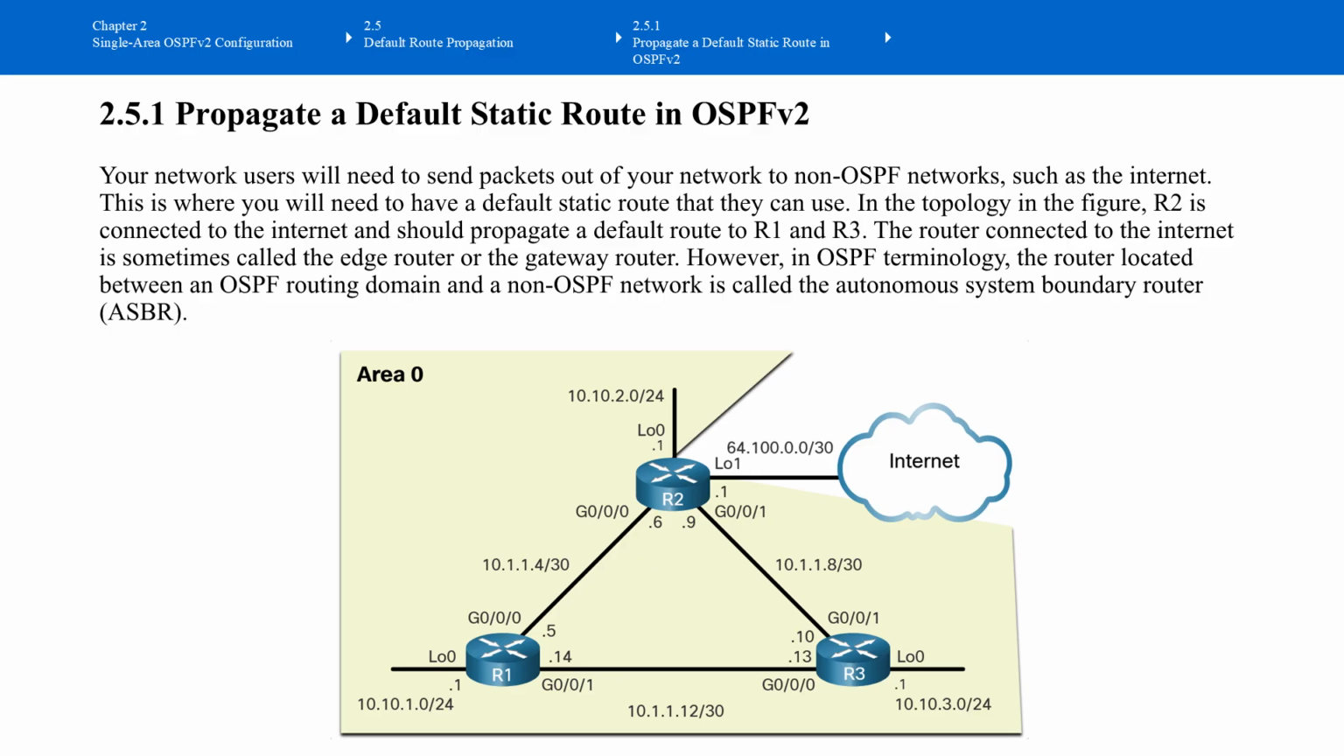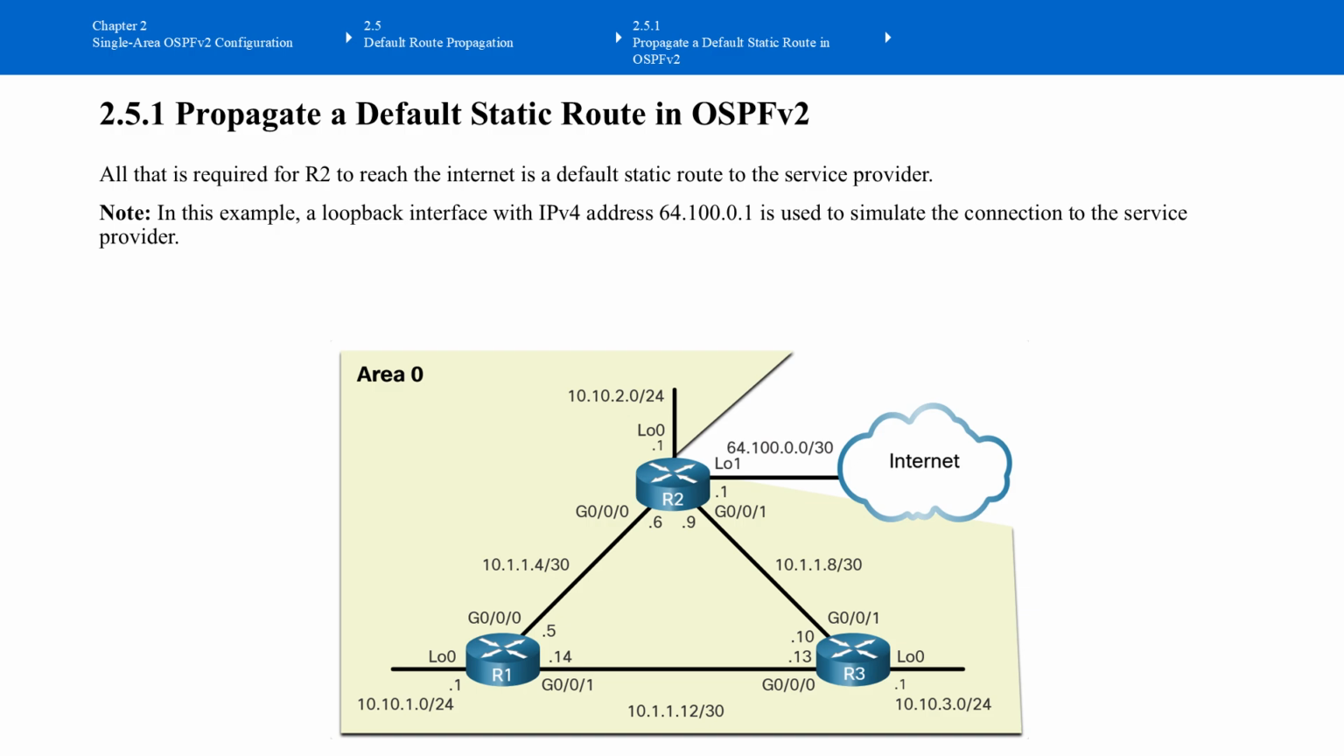However, in OSPF terminology, the router located between the OSPF routing domain and a non-OSPF network is called the Autonomous System Boundary Router, the ASBR. All that is required for R2 to reach the Internet is a default static route to the service provider. Note in this example, a loopback interface with IPv4 address 64.100.0.1 is used to simulate the connection to the service provider.